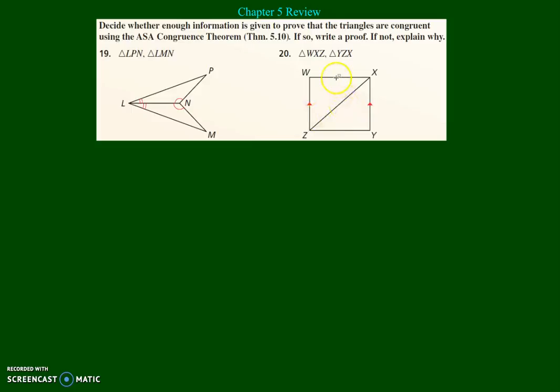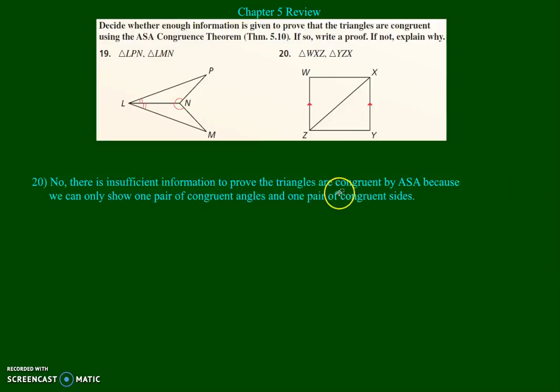But because we don't know that these two sides are parallel, we can't say that this angle is congruent to this, and therefore we can't use angle side angle to show that these two triangles are congruent. So our official statement is: no, there is insufficient information to prove the triangles are congruent by angle side angle because we can only show one pair of congruent angles and one pair of congruent sides.